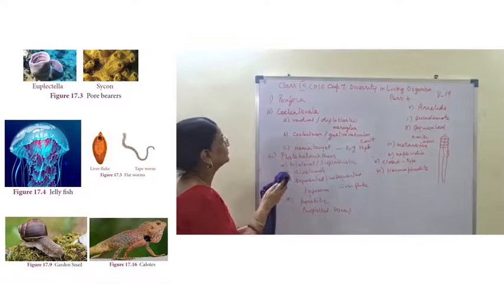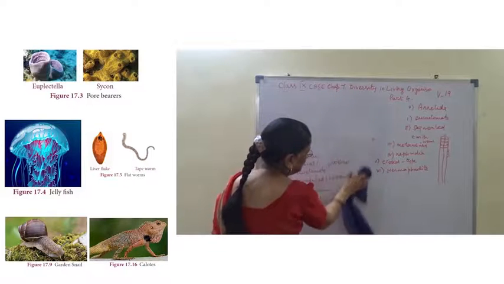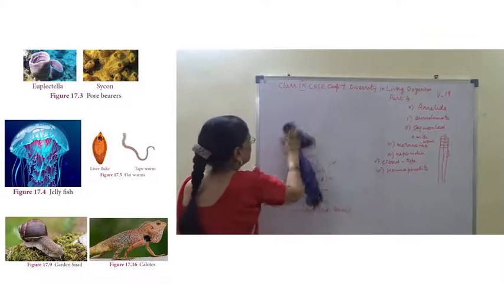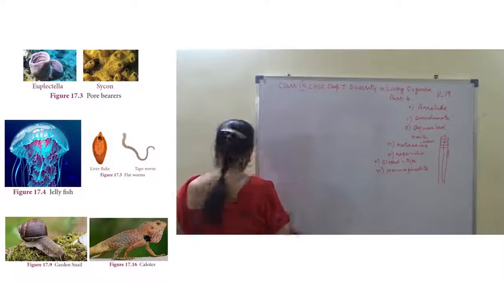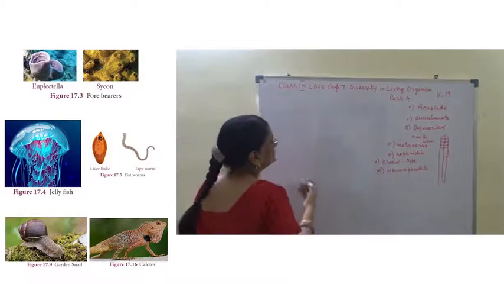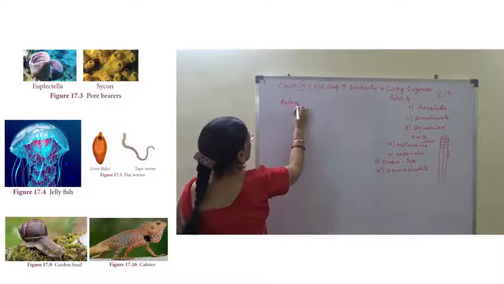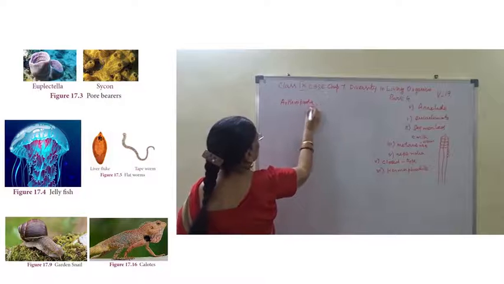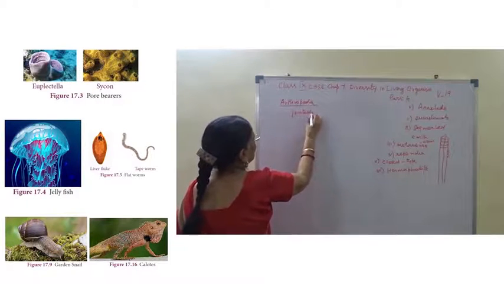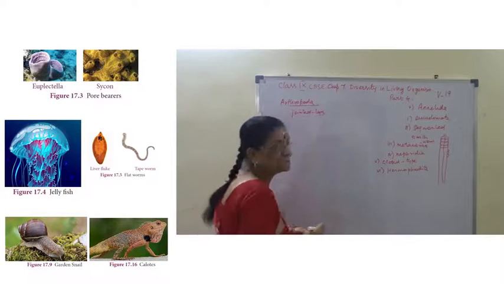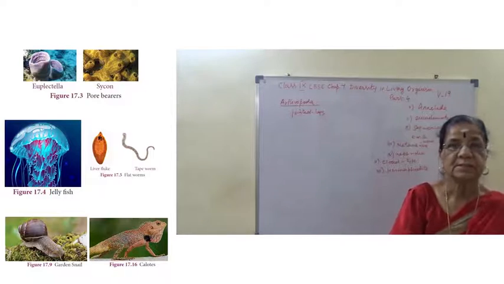Shall I wrap this up? Then phylum Arthropoda. Arthro means joint, poda means leg. So these are jointed legs. Arthropods have jointed legs.